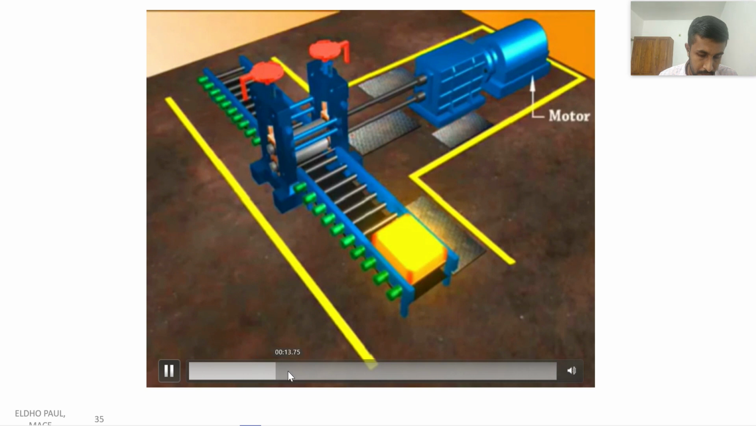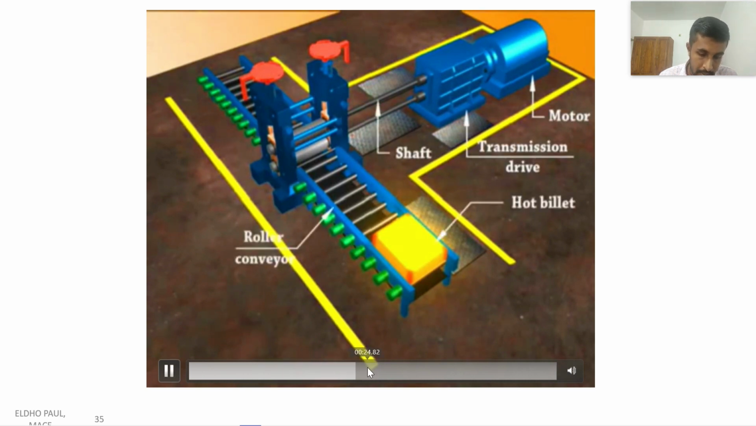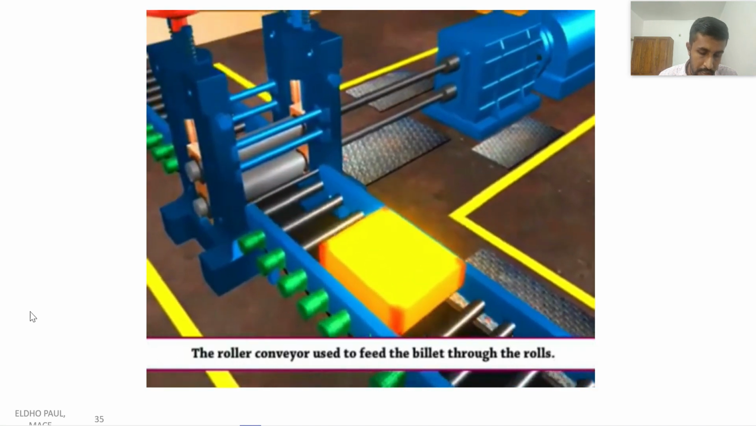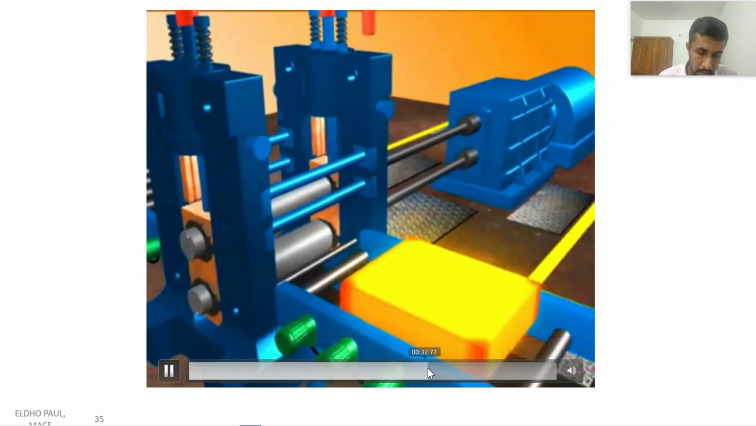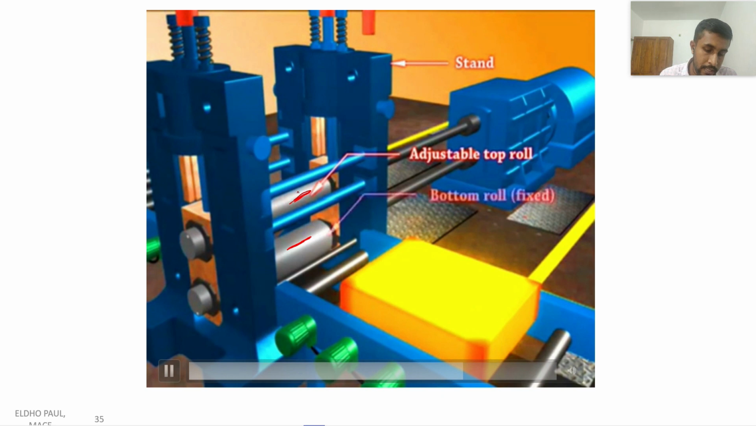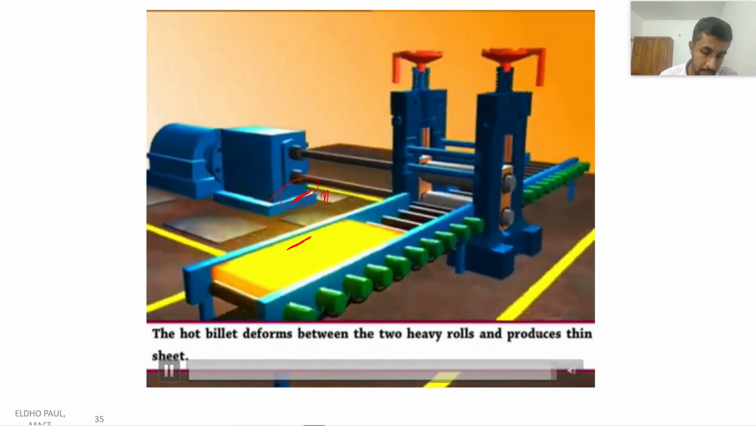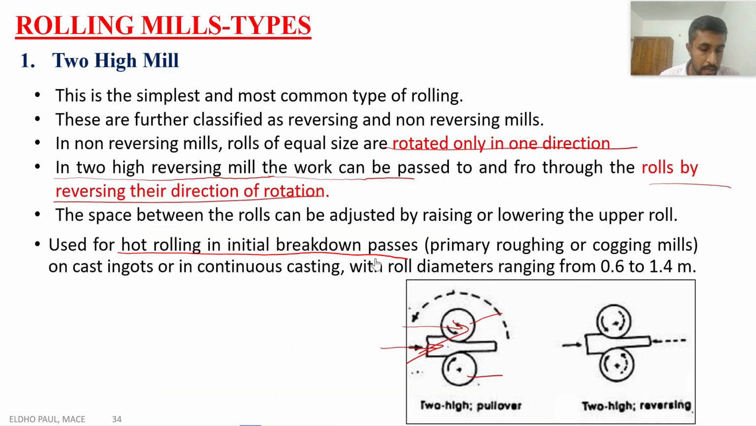It has a motor, transmission system, shaft, and roller conveyor. The roller conveyor is used to feed the billet through the rolls. See this, it is passing through the stand. These are the two rollers: the adjustable top roll, which can be adjusted, and the fixed bottom roll. According to the depth, we can move this top roll. Between the two heavy rolls, the hot billet is reduced to produce thin sheets. That is the two high mill.